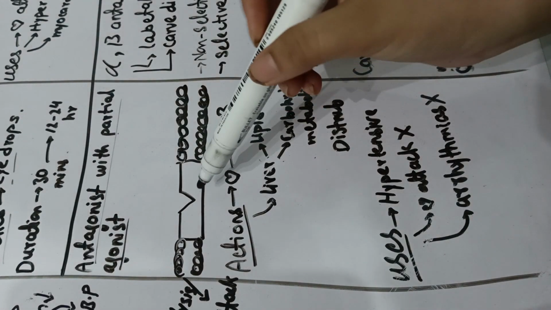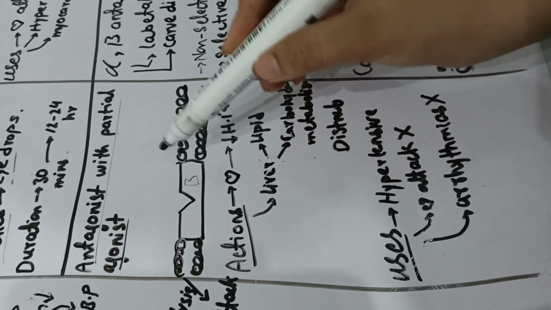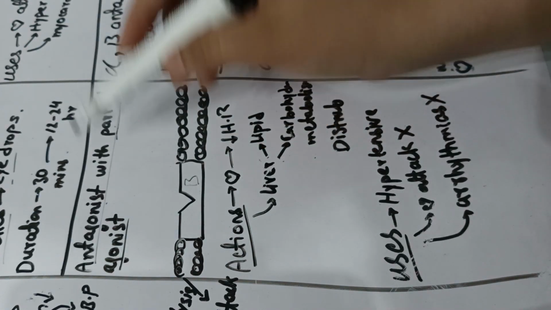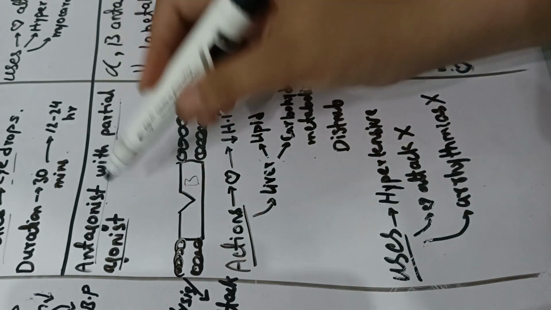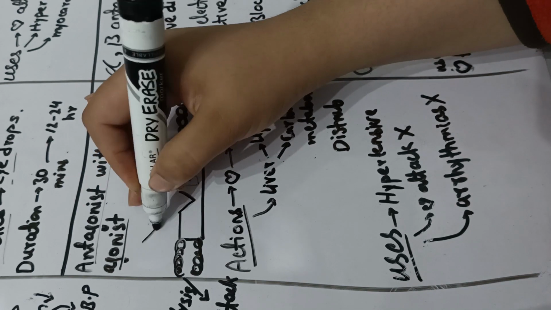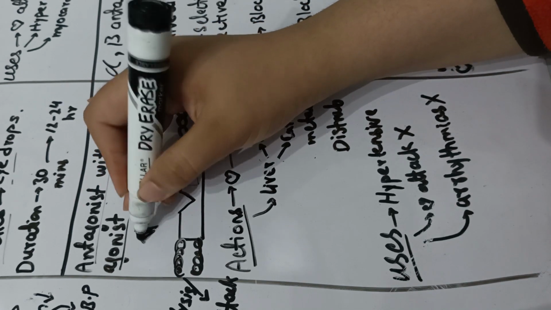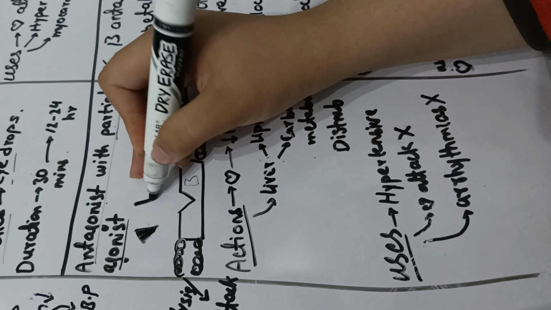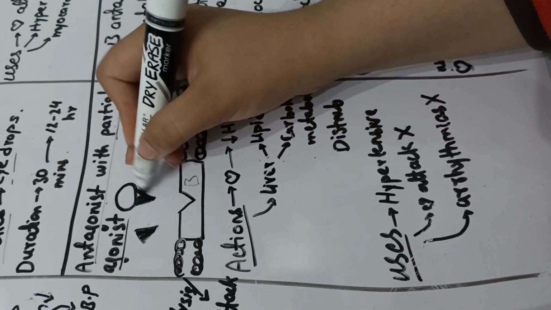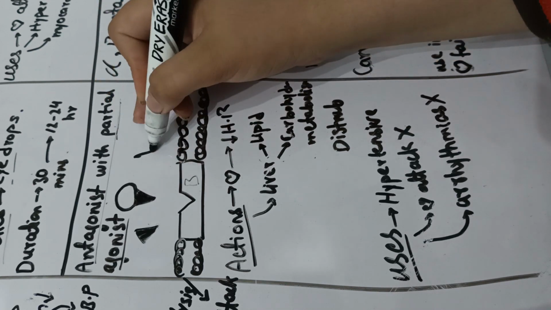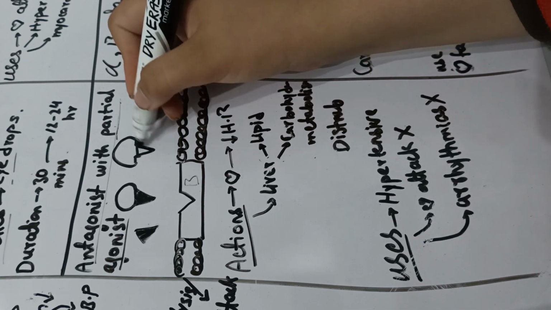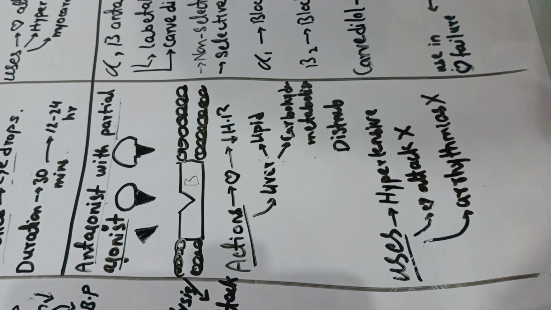So this is the receptor, which is the beta receptor. Now what is an antagonist with partial agonist activity? It is different from the antagonist. So for example, I am drawing here the agonist. This is the agonist of that receptor. This is the antagonist, and this is the partial agonist.